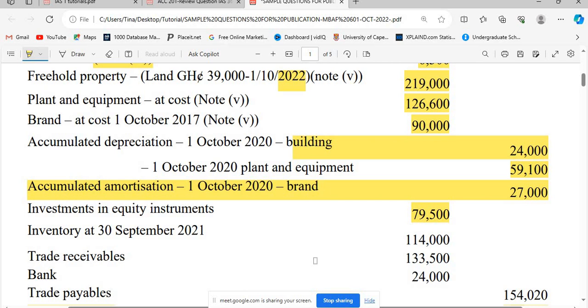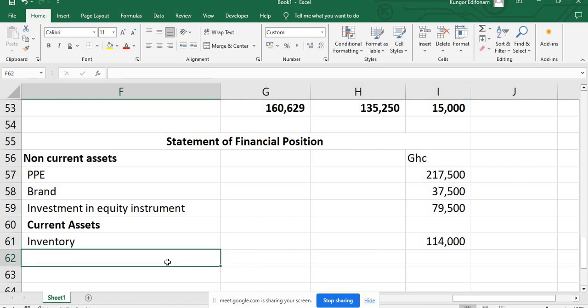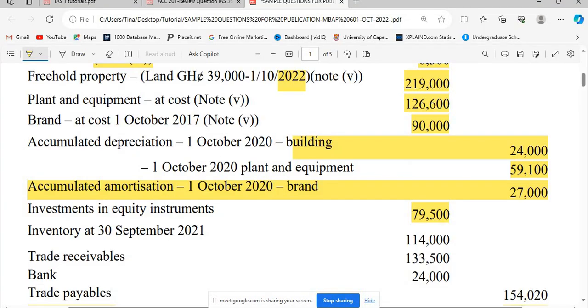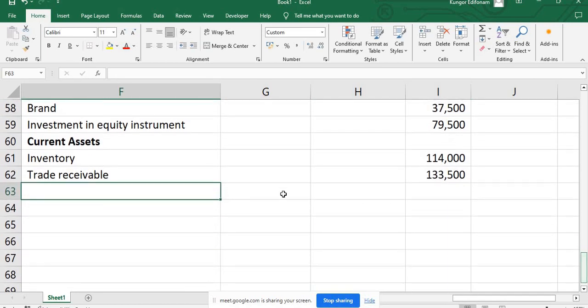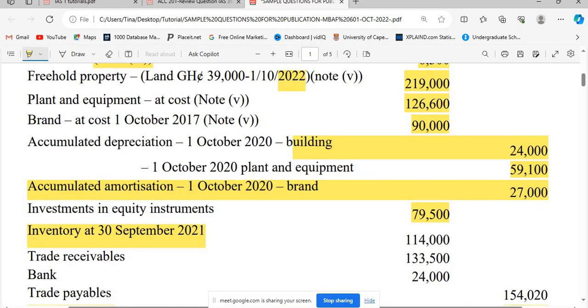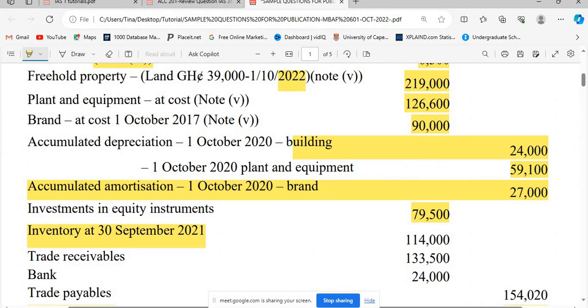114,000. Okay. So we go on to that, then our trade receivable. So we are done with this one. Then our trade receivable is 133,500. And then the next thing is bank. Okay, so we have bank of 24,000. Okay, I think that's it.